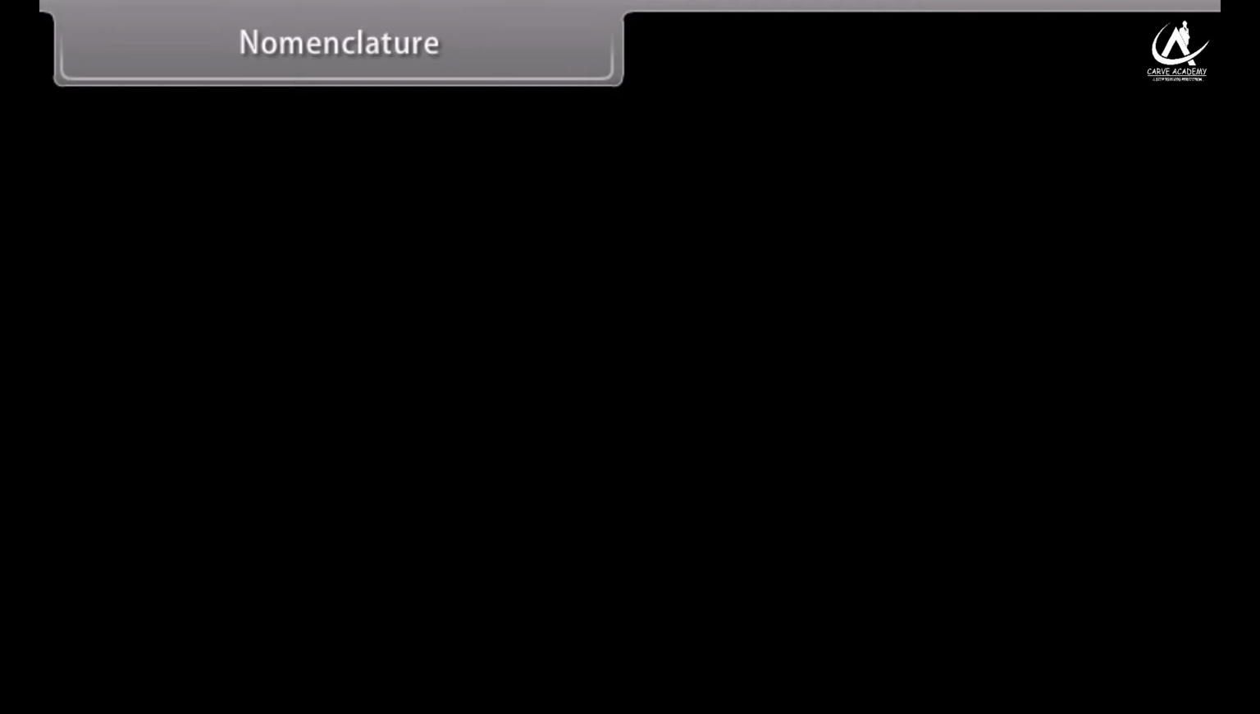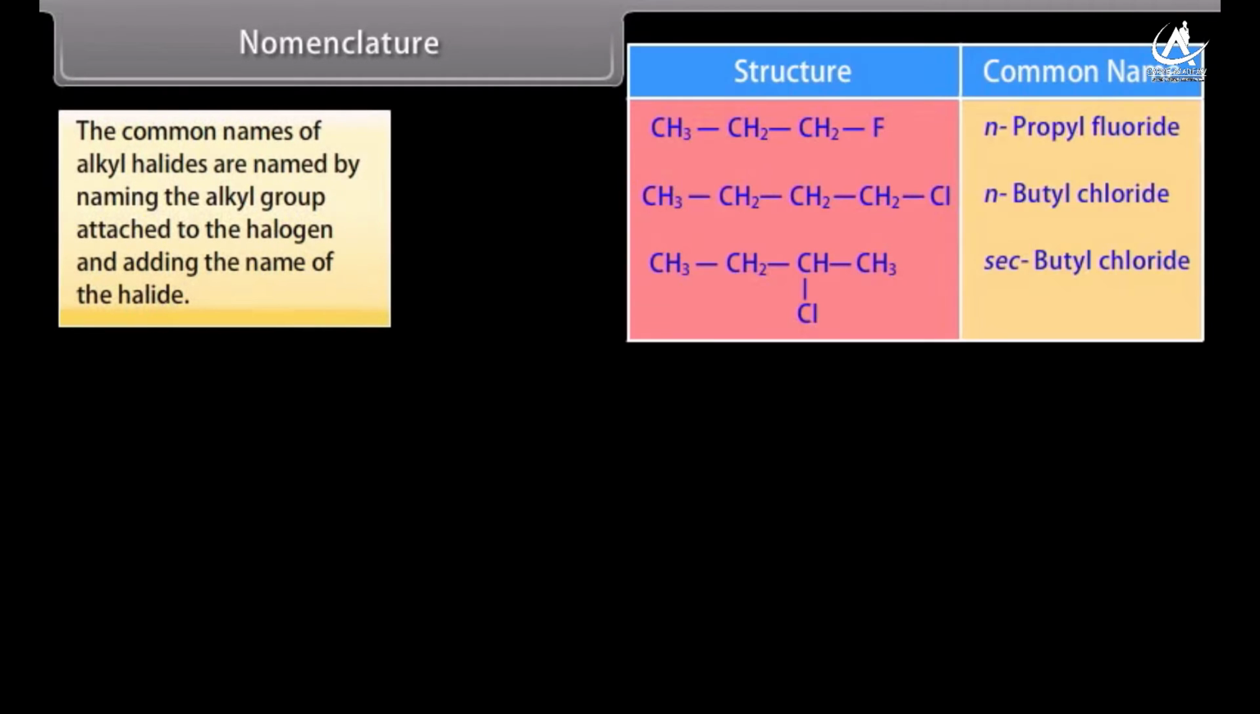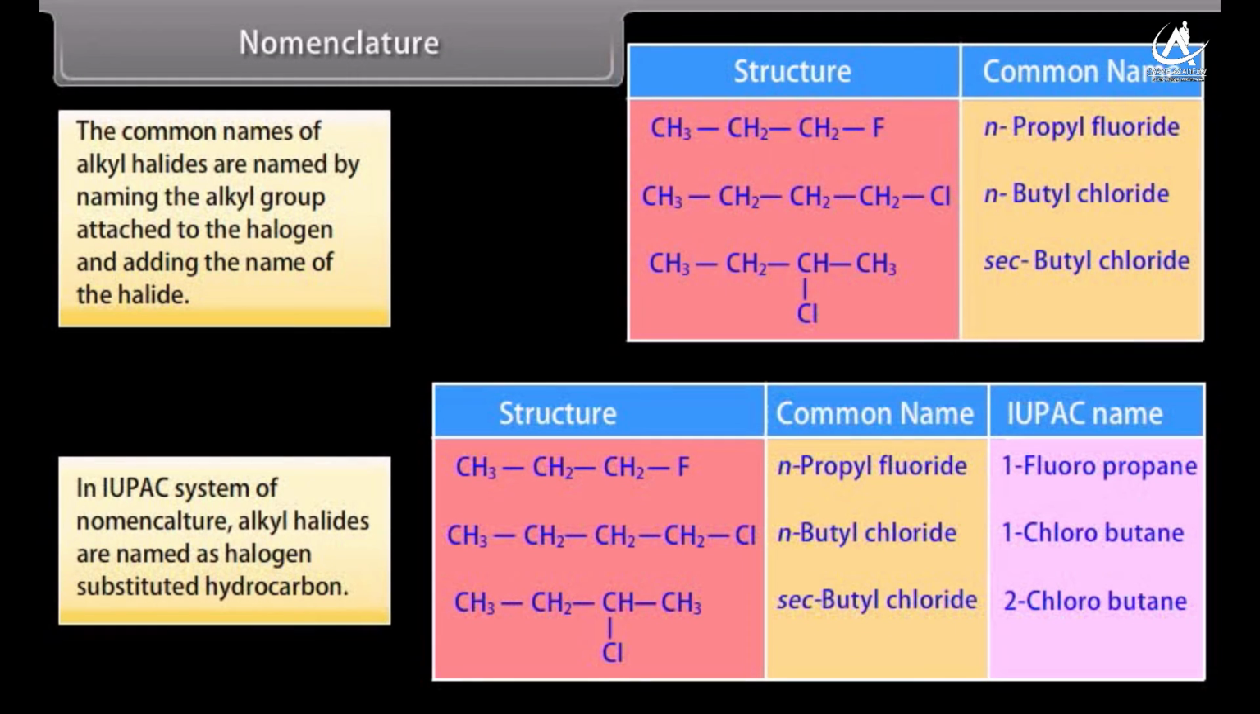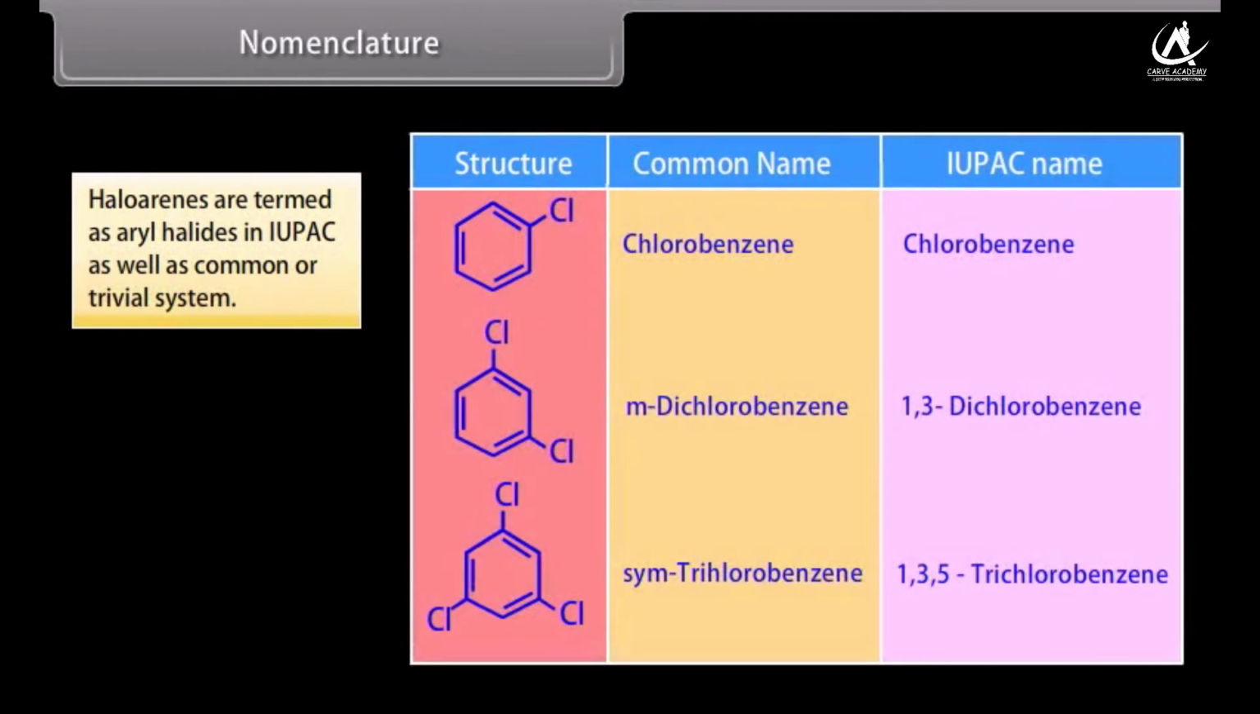Nomenclature. The common names of alkyl halides are given by naming the alkyl group attached to the halogen and adding the name of the halide. In the IUPAC system of nomenclature, alkyl halides are named as halogen-substituted hydrocarbons. Haloarenes are termed as aryl halides in IUPAC as well as common or trivial system.